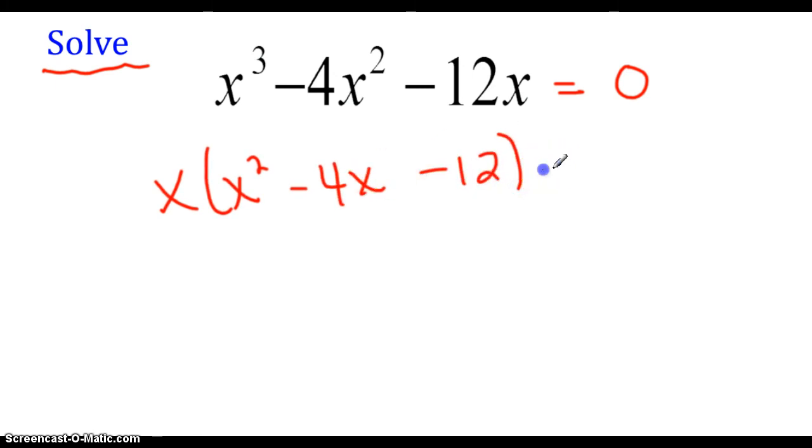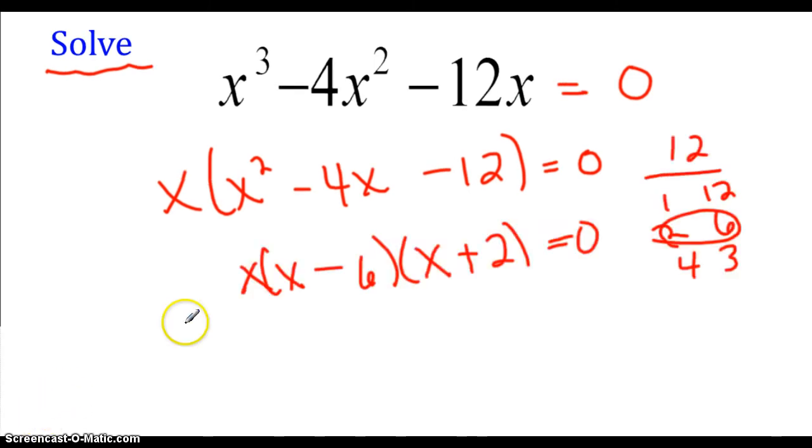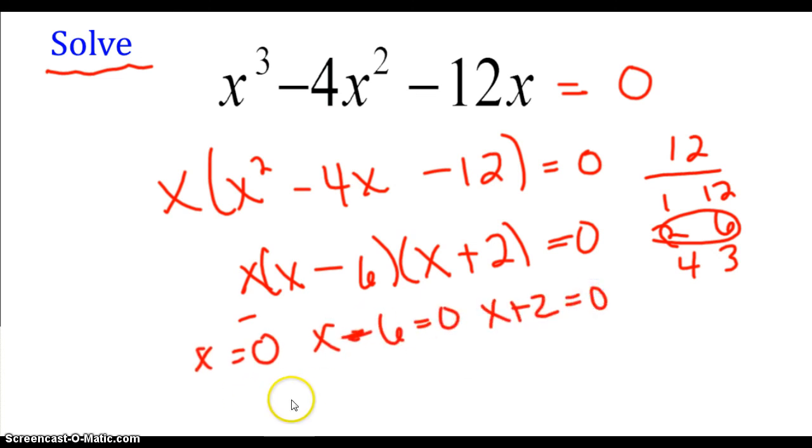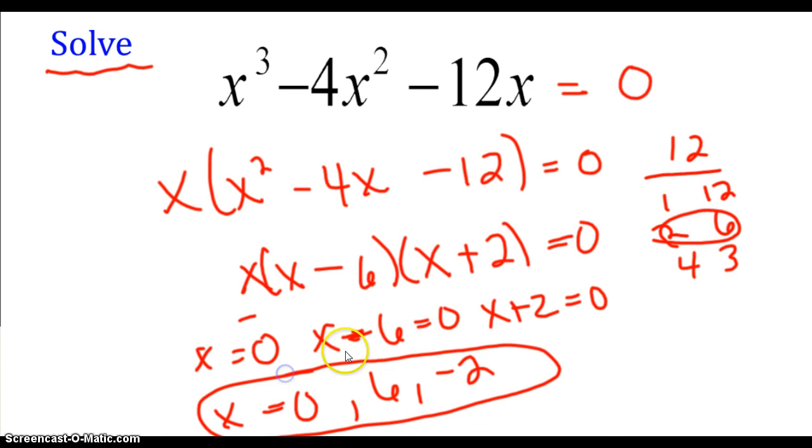Why don't you take a second, pause the video, factor out. Factors of 12 that give you 4. Okay, after you paused, you should have got x minus 6, x plus 2 equaling 0. And then now you have to realize you have a GCF that is a variable. So you need to set that x equal to 0. You need to set x minus 6 equal to 0 and x plus 2 equal to 0. You're going to get 0, 6, and negative 2 as your answers. That makes sense, hopefully.